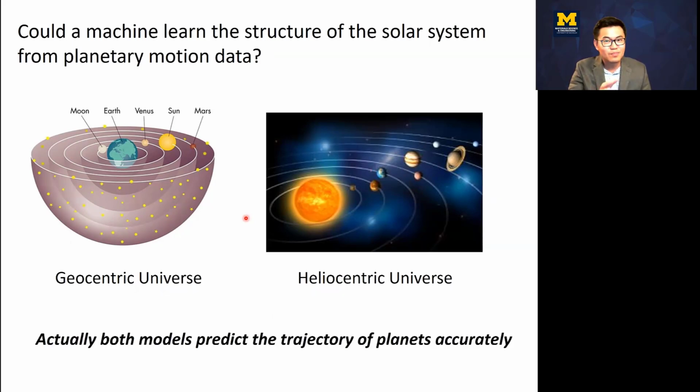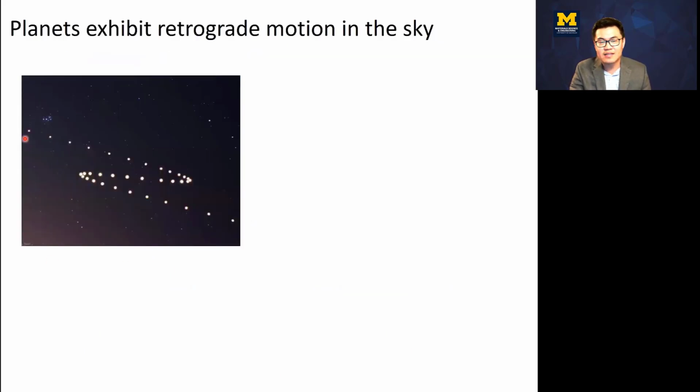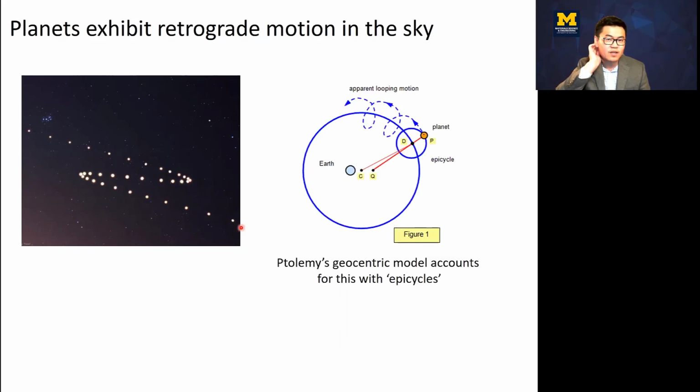But actually, both models can predict the trajectory of planets pretty accurately. Now, what the geocentric universe has to do is it has to reconcile something called retrograde motion. Now, planets in the night sky do this thing where they track across the sky and come back and keep going. And the geocentric model actually deals with this quite well using something called epicycles, which were developed by Ptolemy.